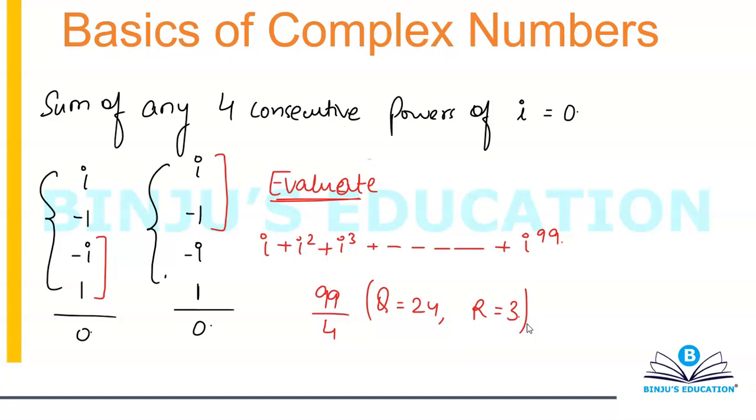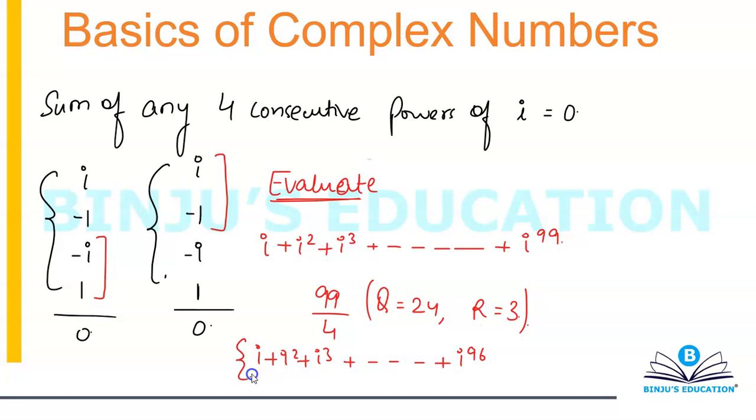Now 24 into 4 is 96, which means up to iota to the power 96, you're going to have 24 complete sets of 4 consecutive powers of iota. What I mean by a complete set is this: one set is iota, iota square, iota cube, iota to the power 4. The second set is iota to the power 5, 6, 7, 8. So I'm going to have 24 complete sets.